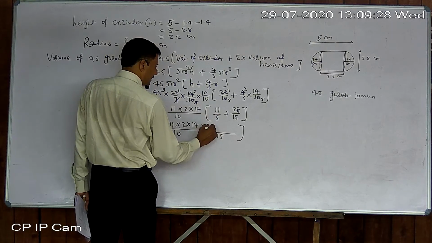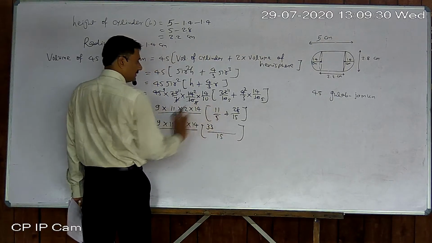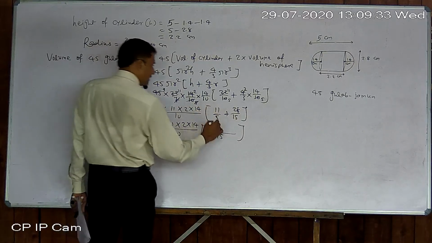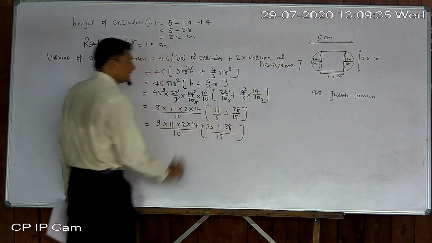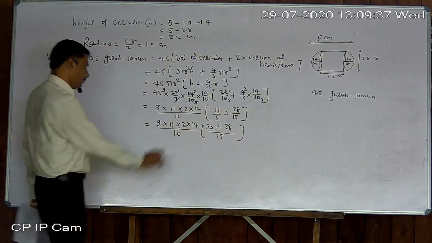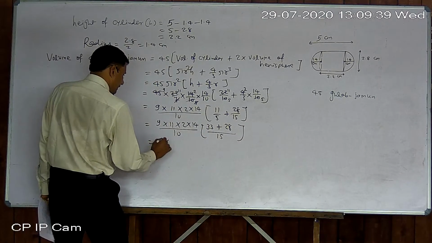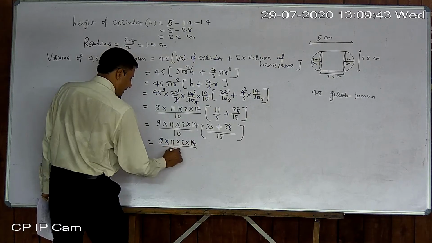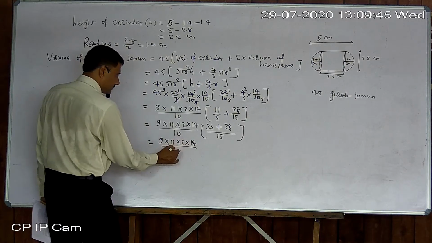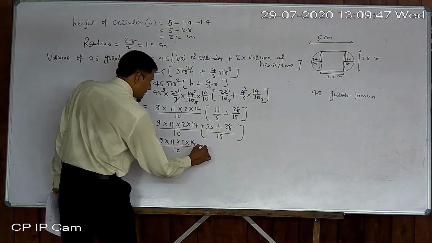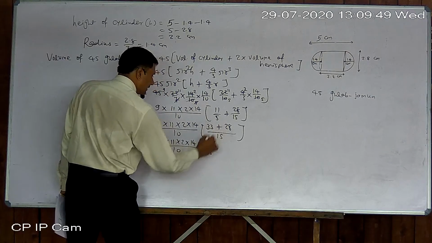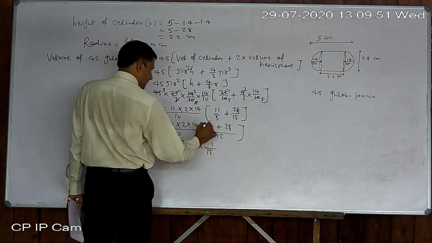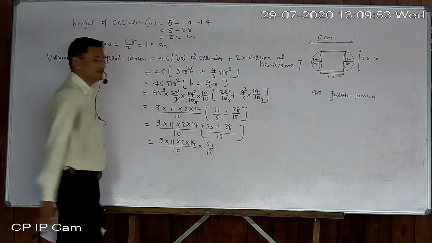So 11 3s are 3 by 5 3s are 15. You know the process of LCM. Here the LCM is already there in the denominator. Now 9 into 11 into 2 into 14 upon 10. I do not multiply, just keep it as it is. Now it is 15 and this one becomes 8 plus 3 is 11, 14 plus 2 is 16, so 61.